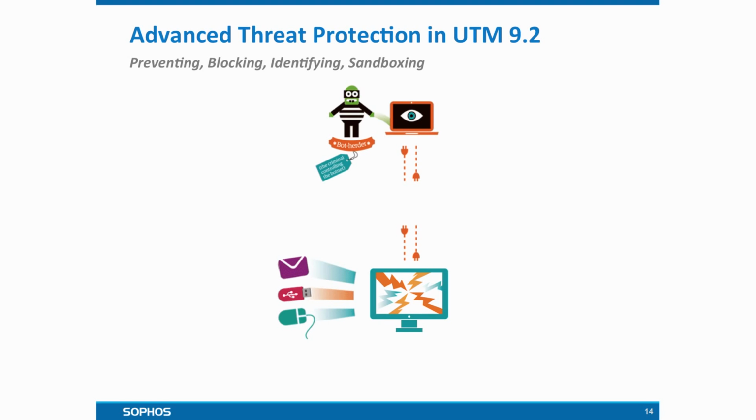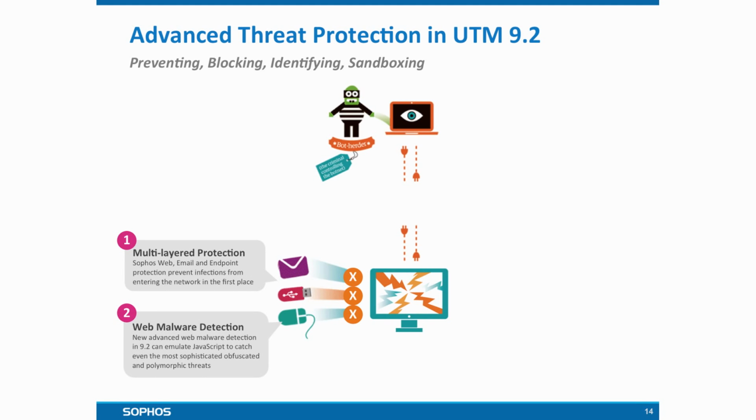You'll recognize this illustration from earlier, when we covered how advanced threats work. Well now, I'm going to show how we prevent, block, identify, and sandbox these types of threats to provide enterprise-class protection in UTM 9.2. It all starts with great multi-layer protection. Our Sophos web, email, and endpoint protection prevent infections from entering the network in the first place. But that's not new. What is new is the new advanced web malware detection in 9.2 that can emulate JavaScript to catch even the most sophisticated, obfuscated, and polymorphic web threats.